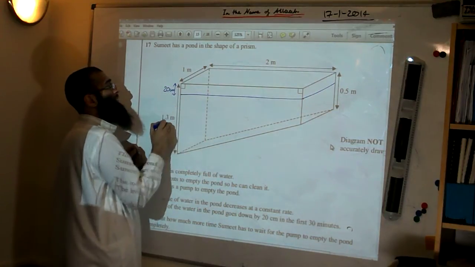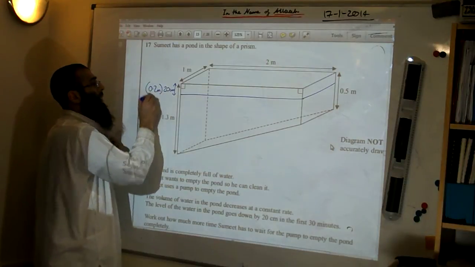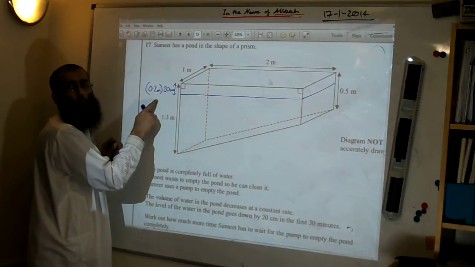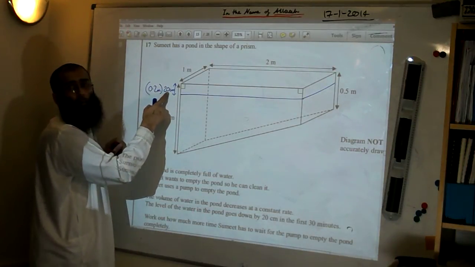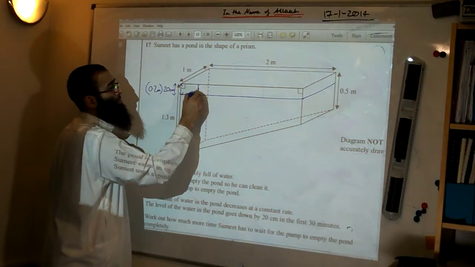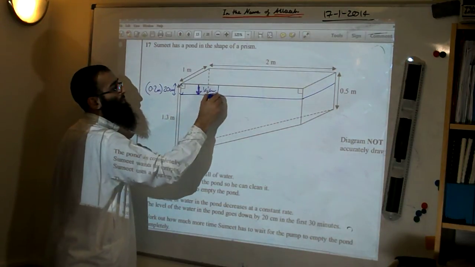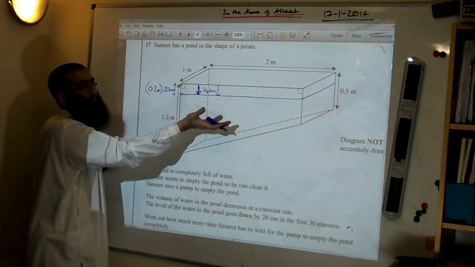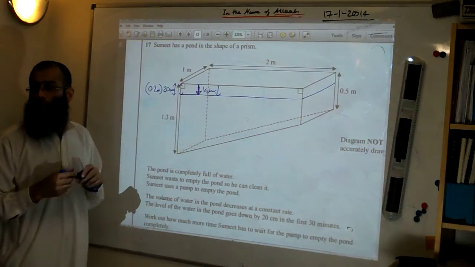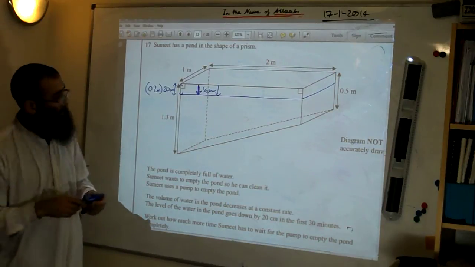So we lose 20 centimeters, which is how much of a meter? 20 centimeters is 0.2 meters, which is that divided by 100. That's how much we lost in the first half an hour. It's taken half an hour to go down to that level. So what we're going to do now is work out the volume of the water that's actually been drained out in the half an hour.